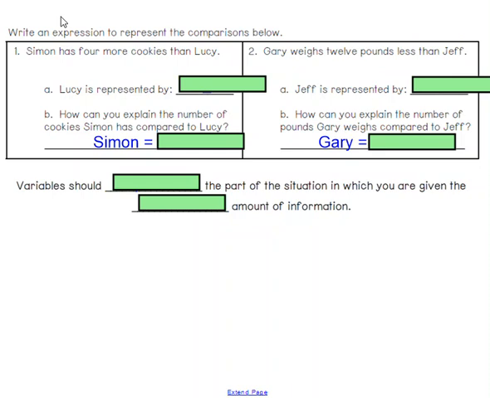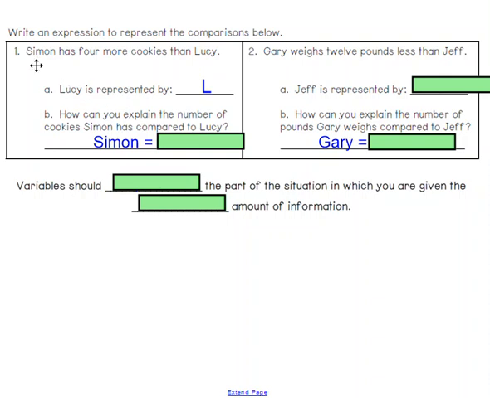Write an expression to represent the comparisons below. Simon has 4 more cookies than Lucy. Now, we know something in this sentence, and there's also something we don't know. So let's start with A. Lucy is represented by, let's use L, because of her name. We'll use that as our variable to represent Lucy's amount. How can we explain the number of cookies that Simon has, though, compared to Lucy?